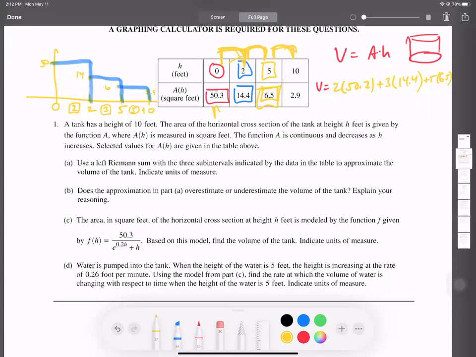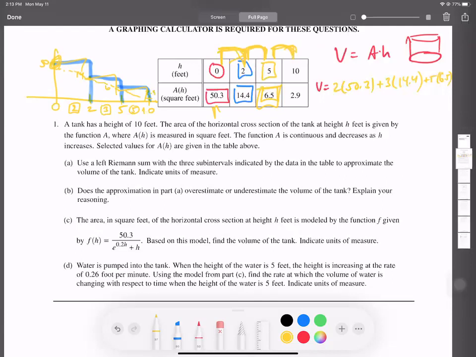Okay. Does the approximation in part A give an overestimation or underestimation of the volume? We know we're decreasing, so values are constantly dropping, right? Since we're choosing the left side, does that look like an overshoot or undershoot of my actual graph? Since we're decreasing, every starting value is always bigger than your ending value. So this is going to be an over approximation. The calculus way of explaining this is because the area is decreasing, we get an over approximation because we chose the left Riemann sum.